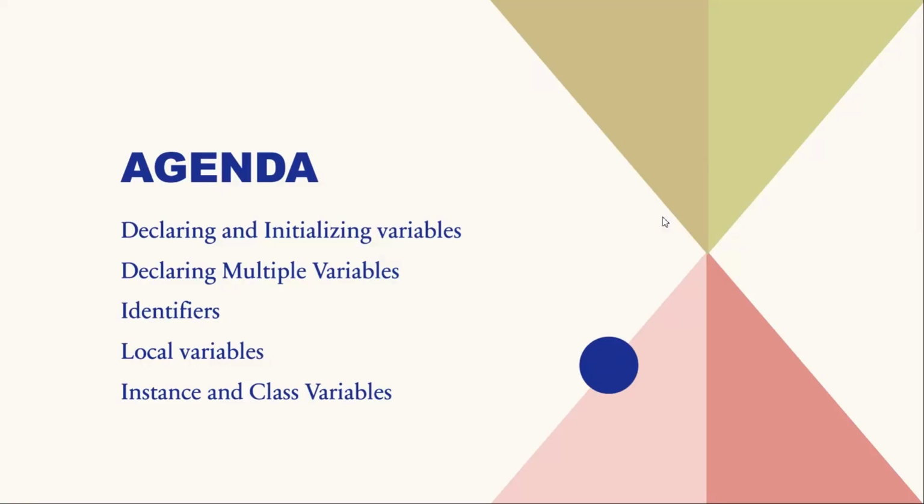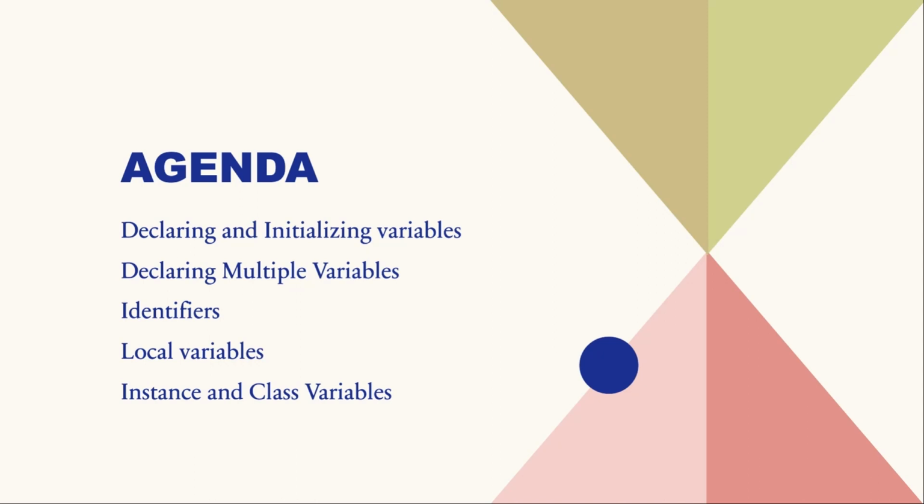So in this particular lecture we are going to see declaring and initializing variables, declaring multiple variables, identifiers, local variables and instance and class variables. Okay, so we have seen some variables already, right? So a variable is just a name for a piece of memory that stores data, simple as that, kind of a temporary location to store some data.